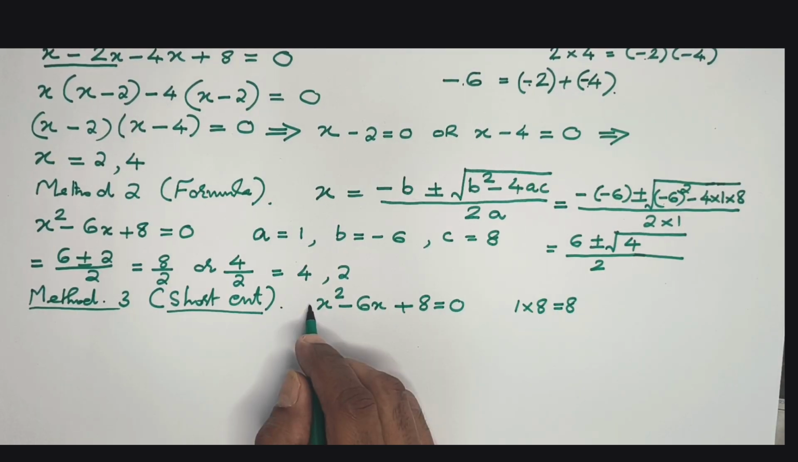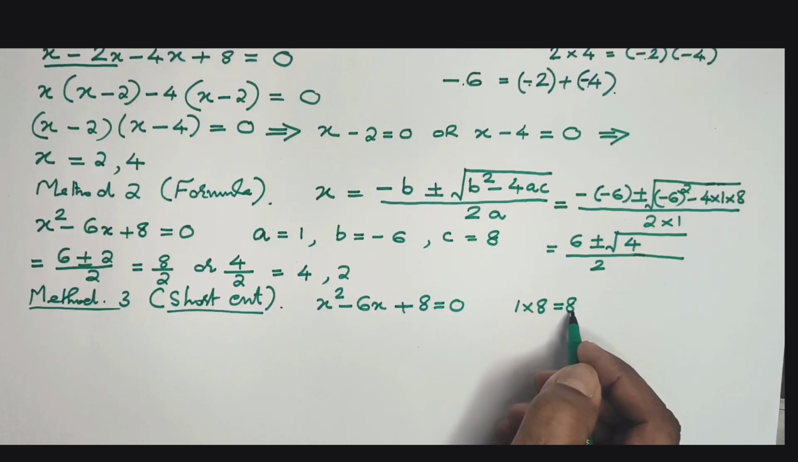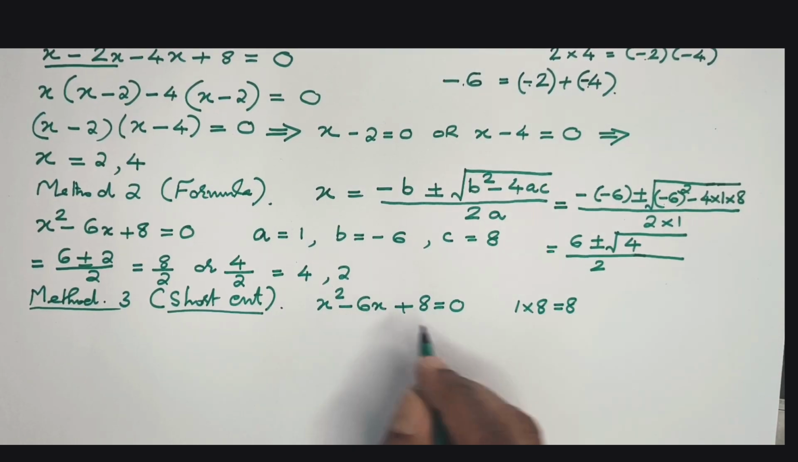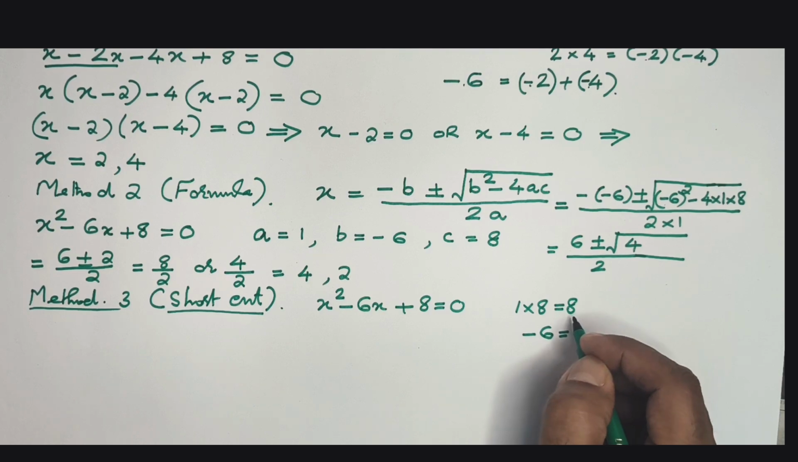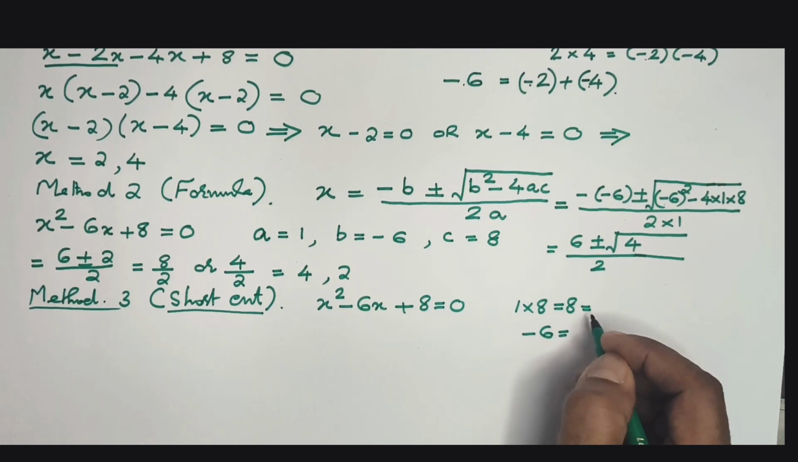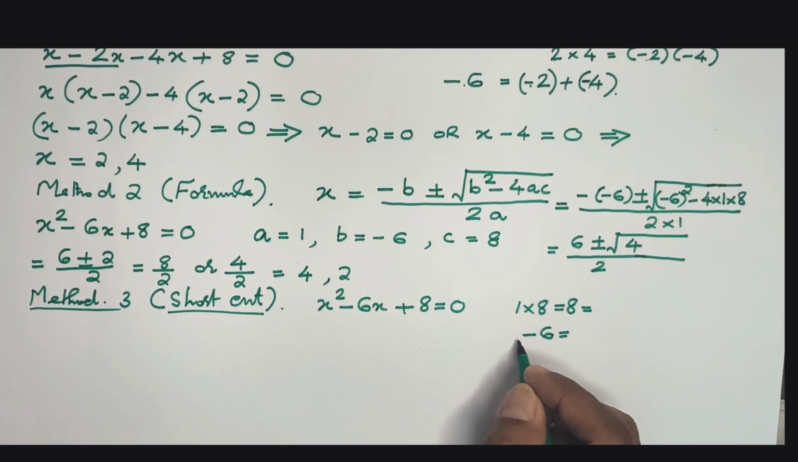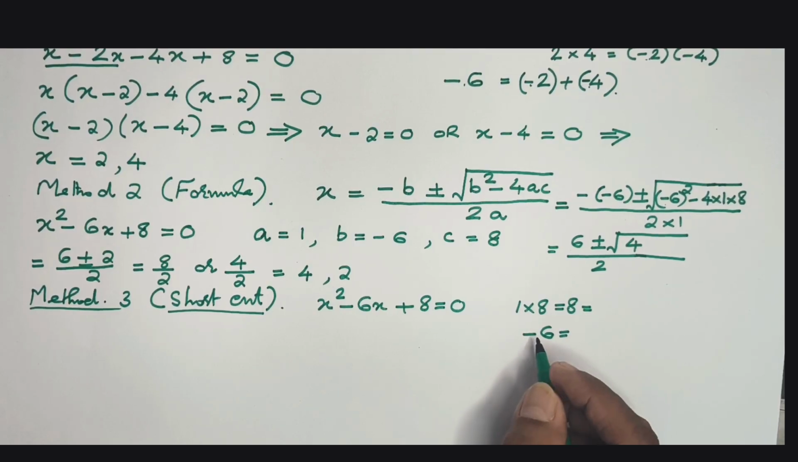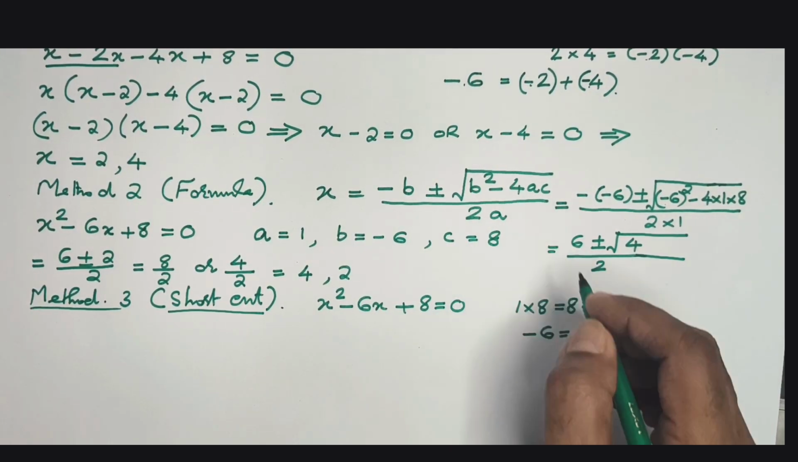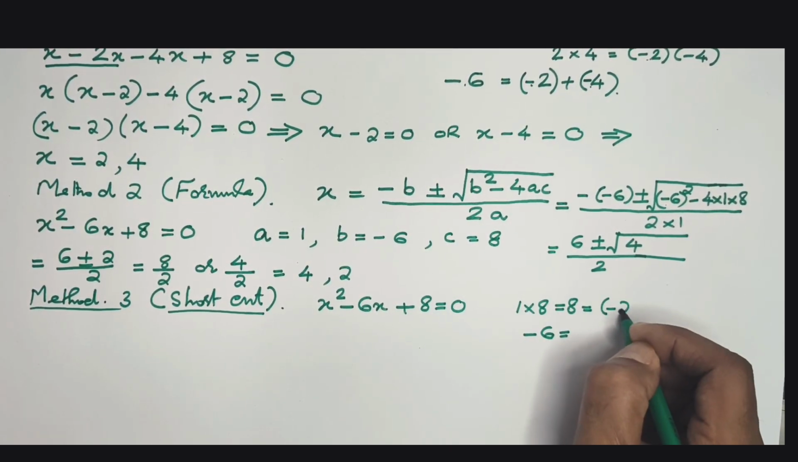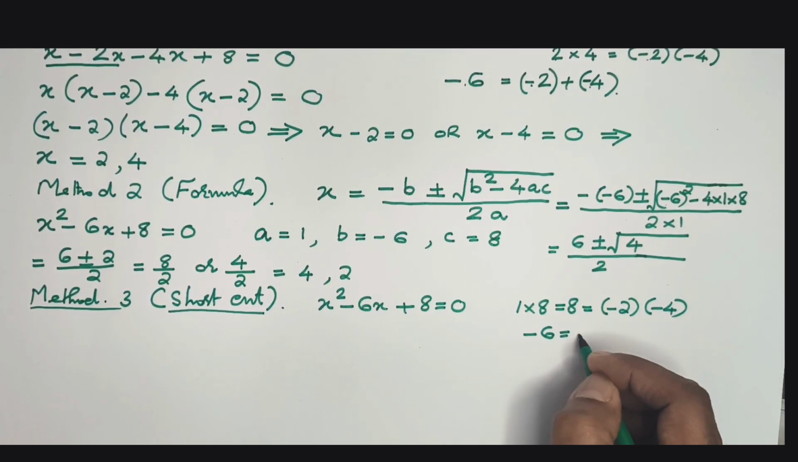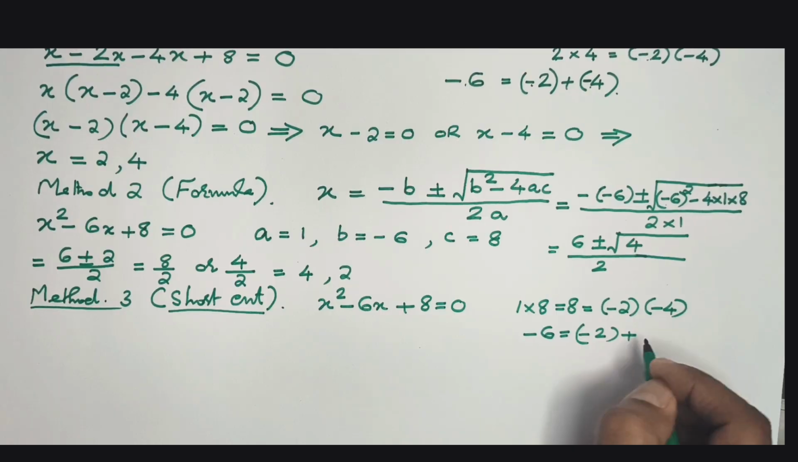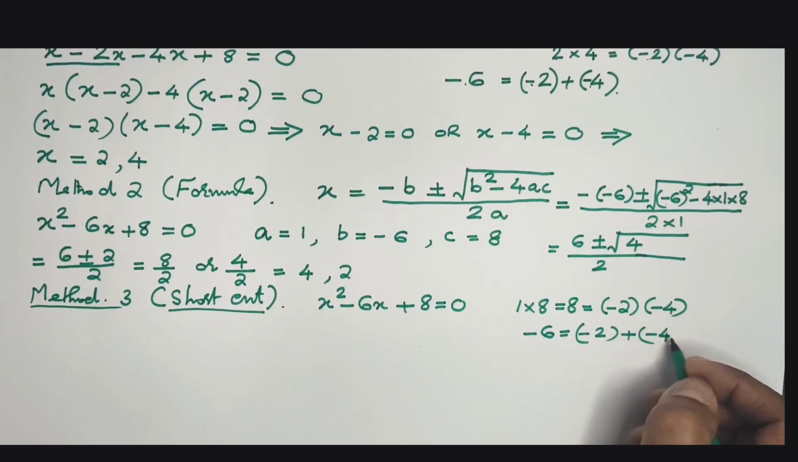You take the product of the coefficient of x squared, which is 1, and 8. That's 8. The middle term coefficient is minus 6. Basically, what you're doing is you're finding two numbers such that their product is plus 8 and their sum is minus 6. I've already shown you this, so I'm not going into the details. The numbers were found to be minus 2 multiplied by minus 4, and minus 2 plus minus 4. This is the first step in the shortcut.